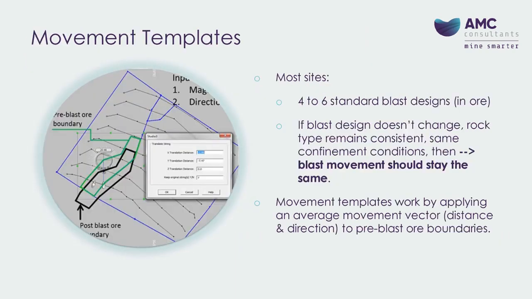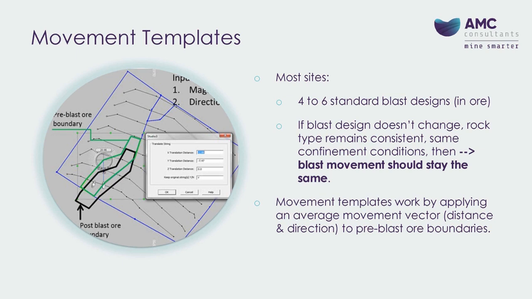As a consultant myself, I've travelled to a lot of mine sites, in particular looking at ore loss and dilution and reducing ore loss and dilution. What I've found is on most sites, when we're looking at just ore blasts alone, typically there are 4 to 6 standard blast designs. These blast designs will depend on the rock type, they'll depend on the hardness of the rock, they'll depend on the type of the blast, so trim blast versus production blast.